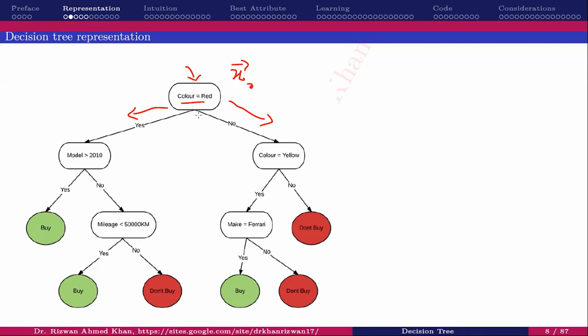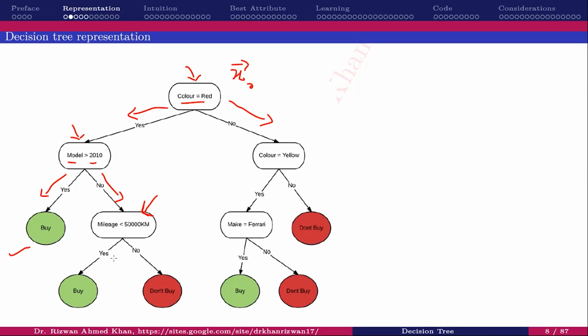So if this attribute is true, if we get a decision as true or yes, we will have another decision node which checks whether model is greater than 2010 or not, like whether the car is newer than 2010 or not. If even this is true, then according to our data set, we say that okay, the person is going to buy a car. If this is not true, then go towards this right branch and check another decision and check another attribute value.